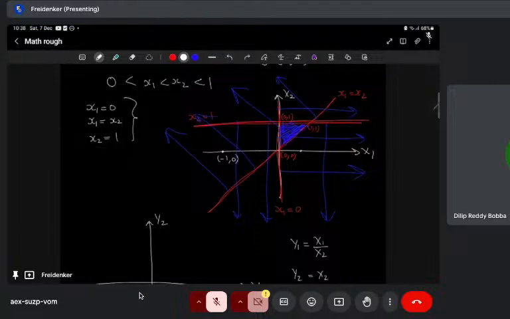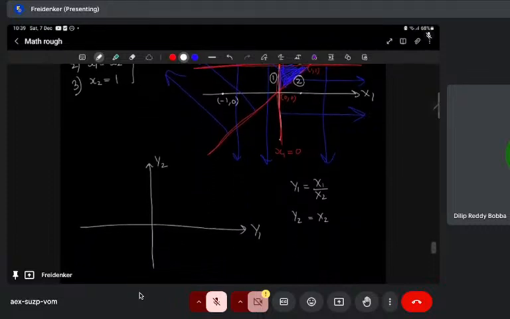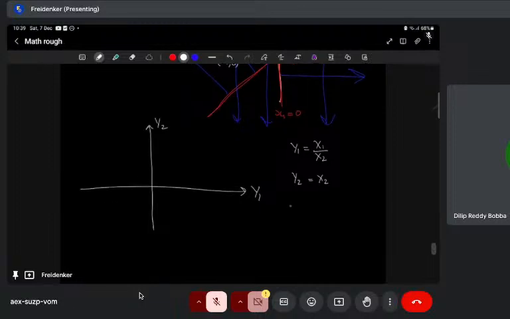So first, I'll look at the first line. I'll number them. x1 equal to 0 is the first line, x1 equal to x2 is the second line, and x2 equal to 1 is the third line. So I'll substitute x1 equal to 0 and see what I get. I get y1 is 0, and y2 is not affected, so y2 can be anything. Or I can simply write y2 belongs to the real numbers.